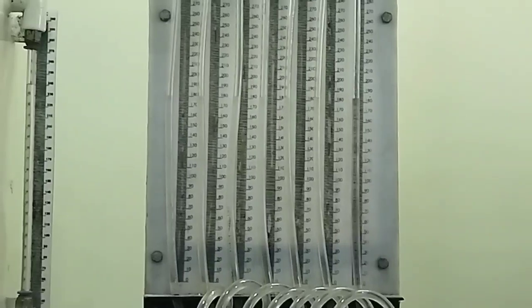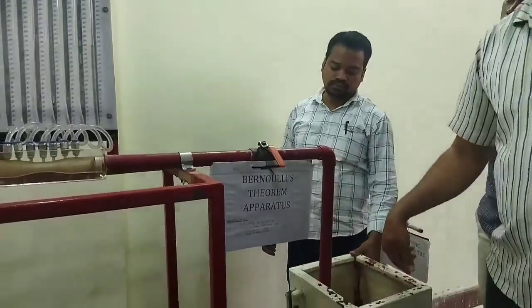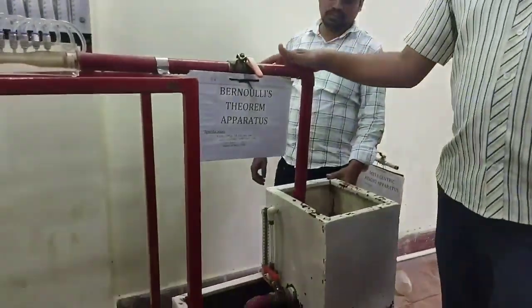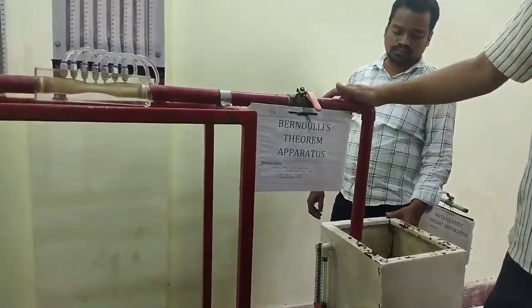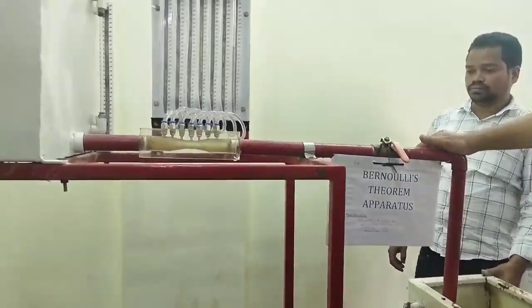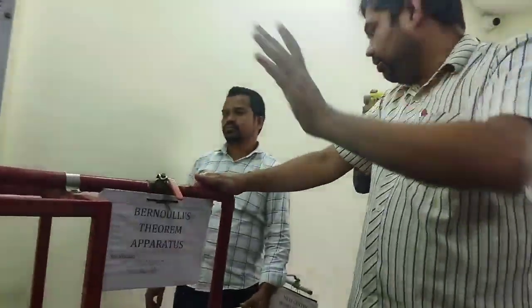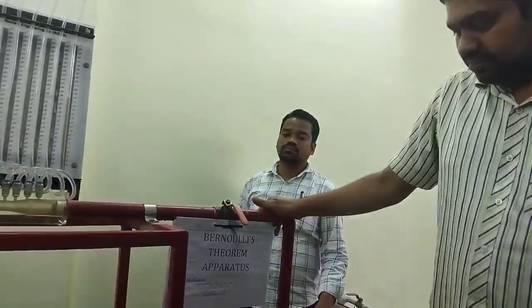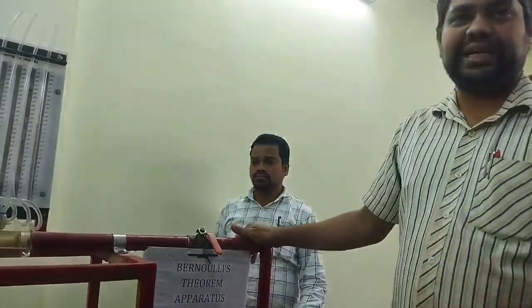Then we use this tank, which is called the measuring tank. The tank area is already given, that is 0.1 meter square. You need a stopwatch for doing this. First of all you use a stopwatch, on your mobile I think. On the stopwatch, you have to maintain 20 seconds.